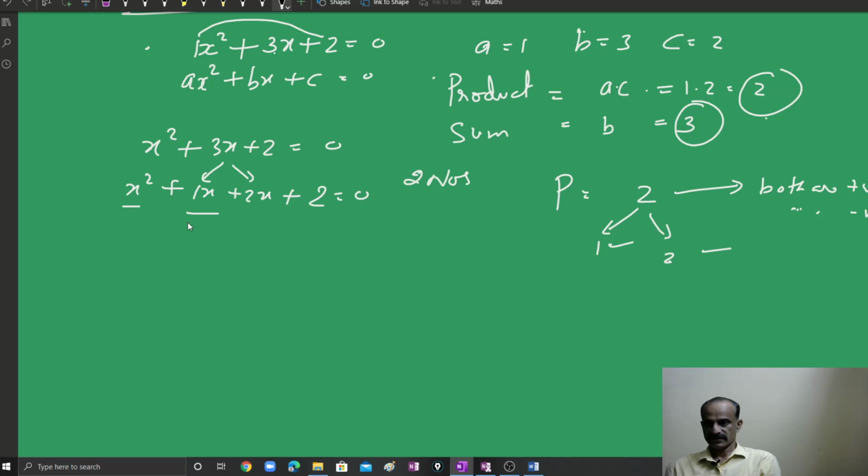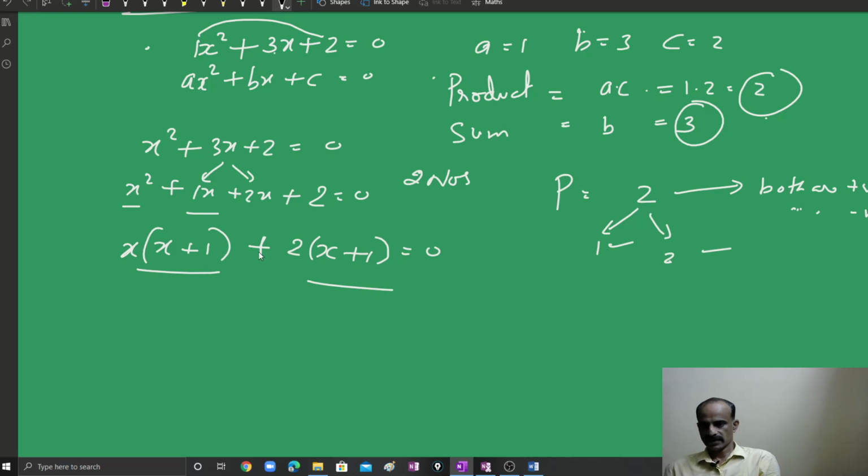Now we will take the first 2 terms and what is common? x is common. What remains? x + 1 remains. Plus, no need to think. I'm just writing it blindfolded. The same number in the bracket is written here. Then think backwards: what should I take outside to get this? If I take 2 outside, I get it. That's the answer.